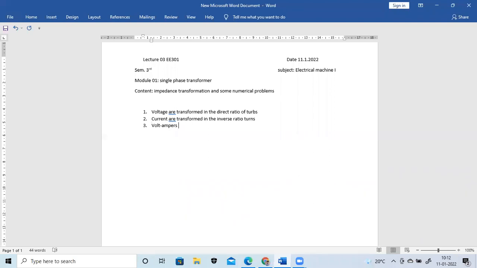So what is the volt ampere rating of the primary side? What is the value of volt ampere of the primary side?